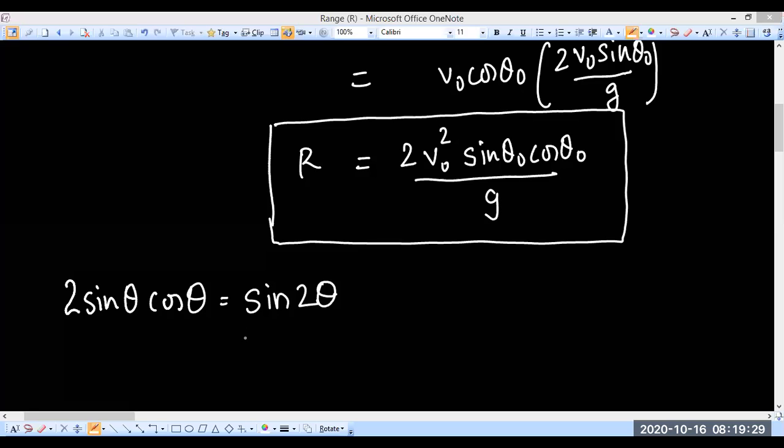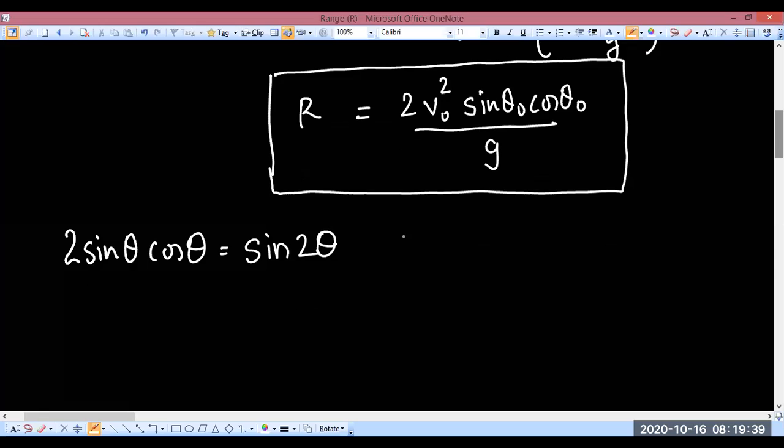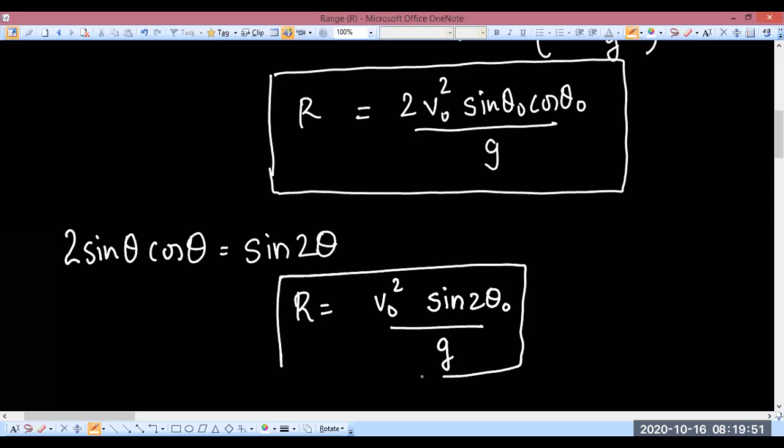Okay, so 2 sin theta cos theta is equal to sin 2 theta is a formula of trigonometry. So if you use that here, you get r is equal to v0 square sin 2 theta 0 by g. We have used this formula. Again, biology students, please do not worry about it.